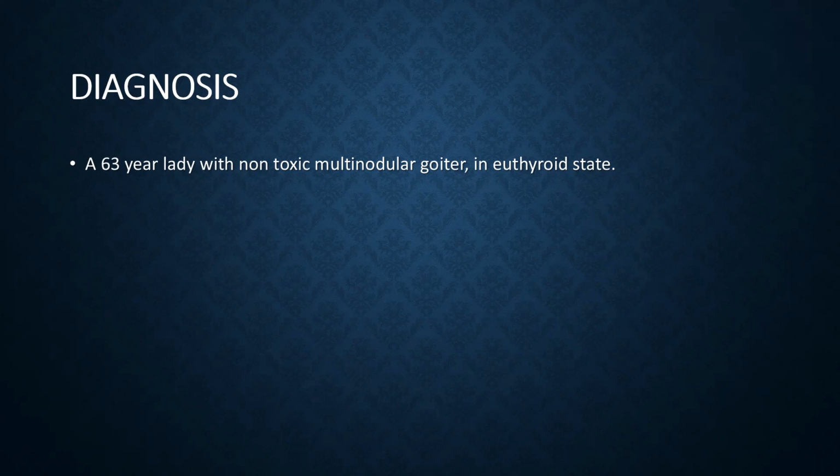And I would like to do ultrasound next, sir, to know the extent of the swelling and whether solid or cystic consistency is there, and whether any lymph node involvement is there or not, and a retrosternal extension. And I will do ultrasound guided FNAC. FNAC of which swelling? Dominant swelling, I mean right lobe of the thyroid, sir.